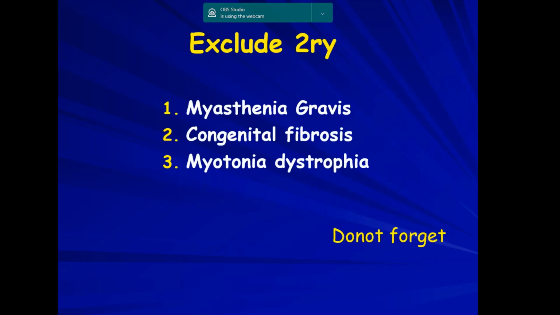Then exclude secondary ptosis to myasthenia gravis, congenital fibrosis, and myotonic dystrophy. Also, this is very important because it affects our management.